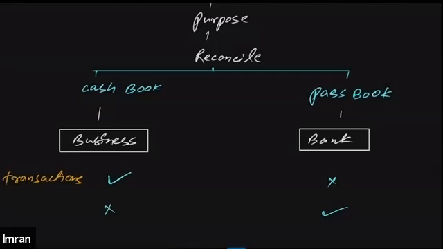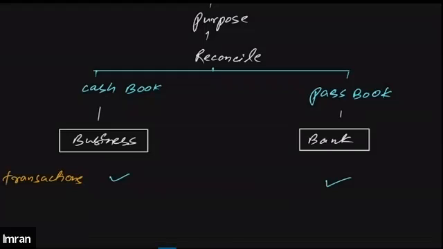Let me give an example. Let's suppose all the transactions taking place in a month have been recorded accurately in the cash book as well as in the passbook. All the transactions which need to be recorded in the cash book and which need to be recorded in the passbook, all have been recorded correctly.